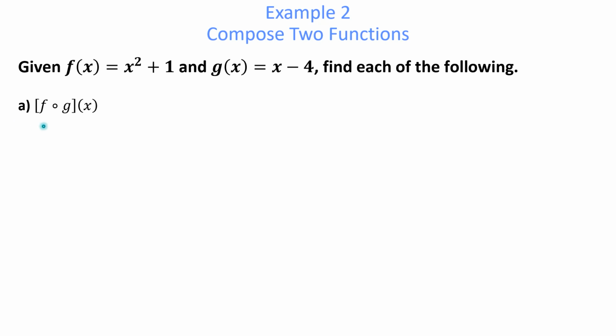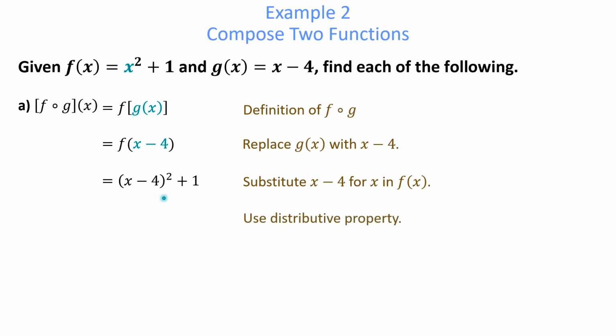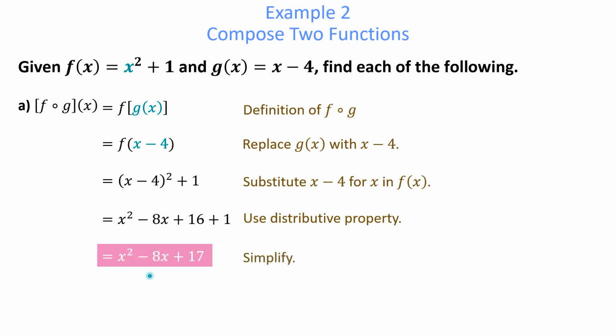Part A. The composite function f of g of x can be rewritten as the following, going by the definition of the composite function. Now, g of x can be replaced with x minus 4 because they're equal, and that'll give us the following here. And because x minus 4 is being inputted into the function f, we can replace the x here with x minus 4, and that'll give us the following here. And we can use the distributive property to expand this bracket to give us the following. And then when we simplify what we have here, we get x squared minus 8x plus 17.